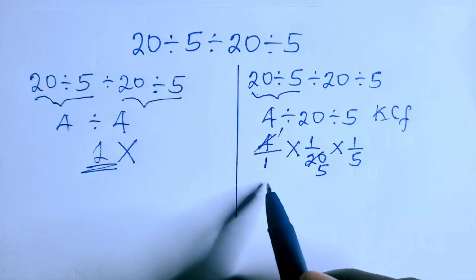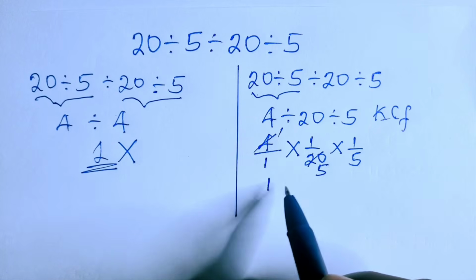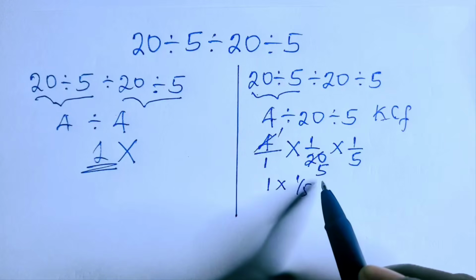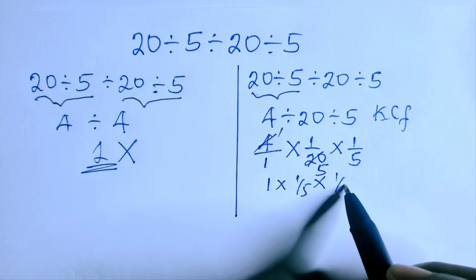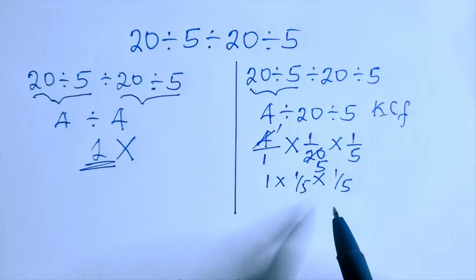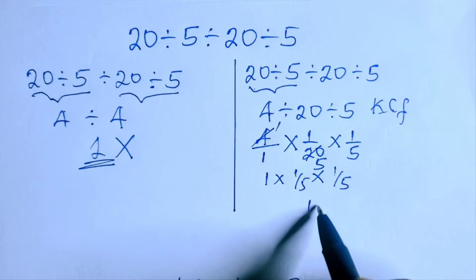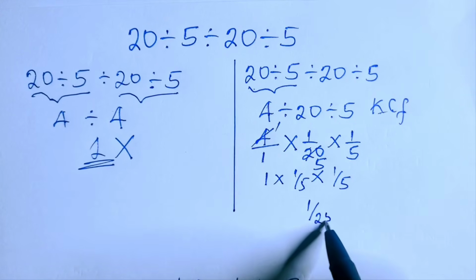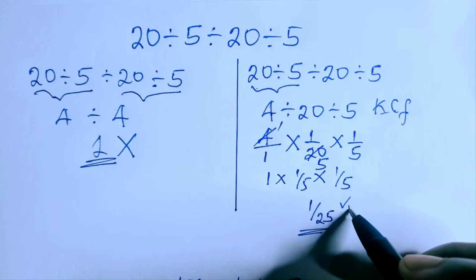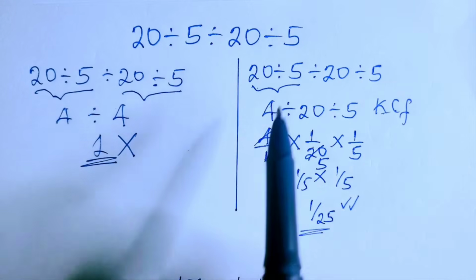Then as such, we have here 1 multiplied by 1 over 5 multiplied by 1 over 5. If you multiply this out, you are going to have 1 all over 25. And this is the correct answer to this given expression right here.